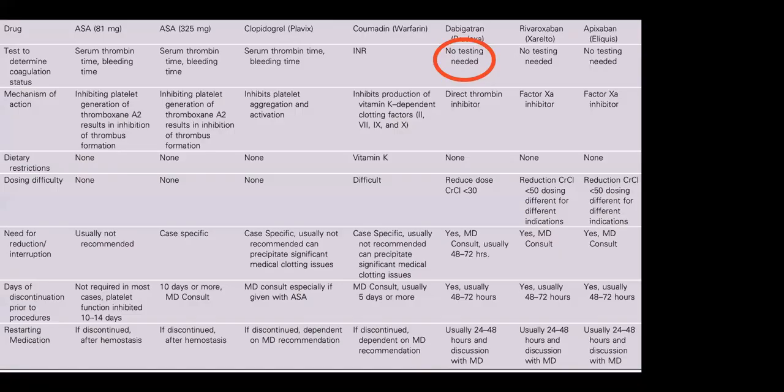So let's talk about these. This is a chart that I have in the textbook, and if you look at the last three, those are the new novel treatments for AFib. Xarelto and Eliquis are factor 10 inhibitors, and Pradaxa is a direct thrombin inhibitor. What is good about these compared to Coumadin, which is right next to it, is that you don't have to have your INR, you don't have to have testing, and there are no dietary restrictions, whereas with Coumadin you have to watch what you eat and what medications you're on.